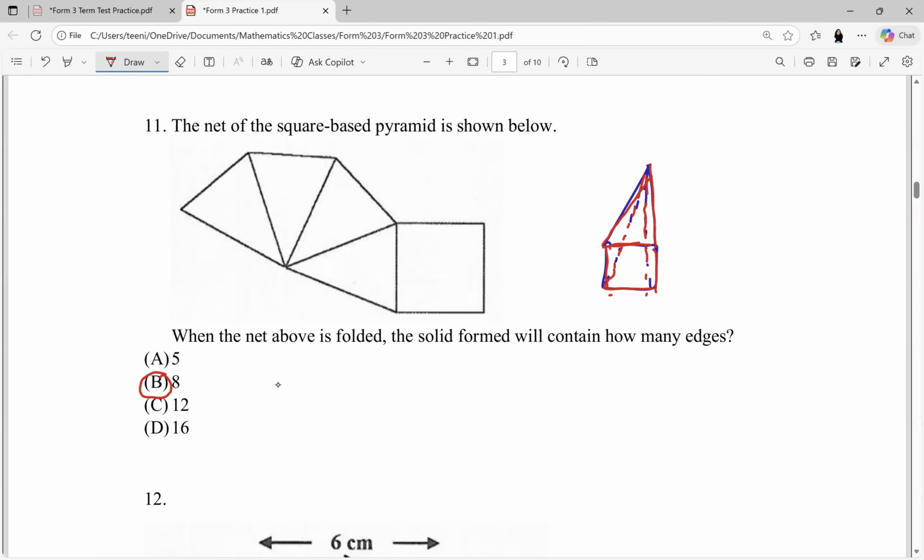What about vertices? How many vertices does it have? Anybody remembers what a vertex is? Plural, like vertices. 5, miss, 5 with C. Yeah, 5 vertices.